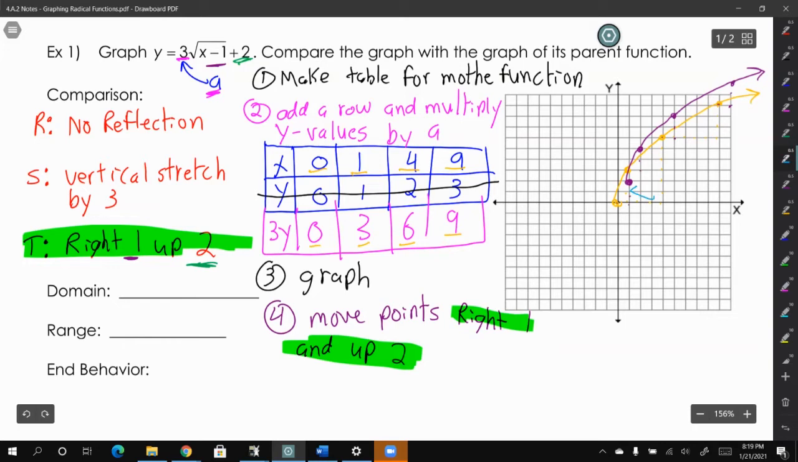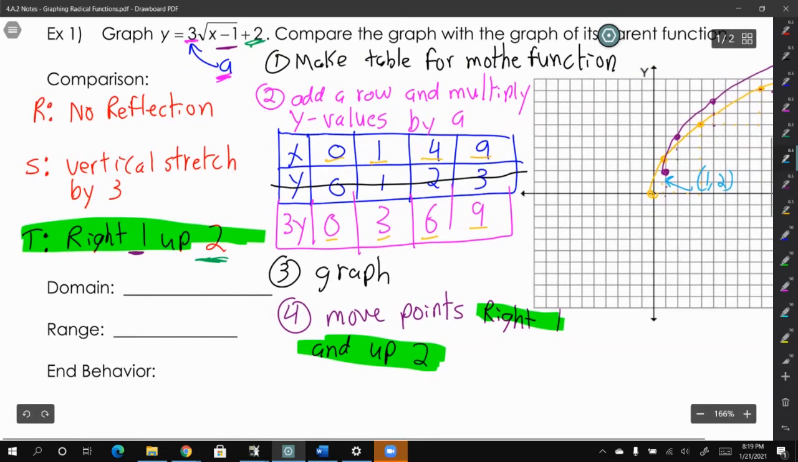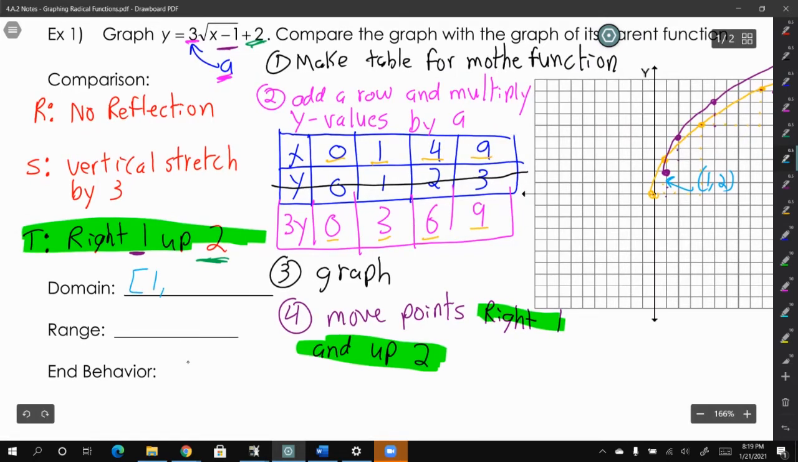This point right here, where my graph starts, is (1, 2). That is going to affect our domain and range. Domain, again, is x values. My x values start at 1, and they go all the way over to positive infinity, because we don't have any purple line over here to worry about.